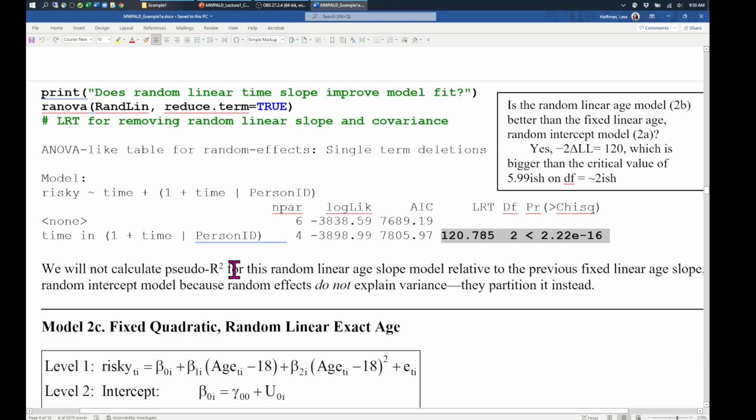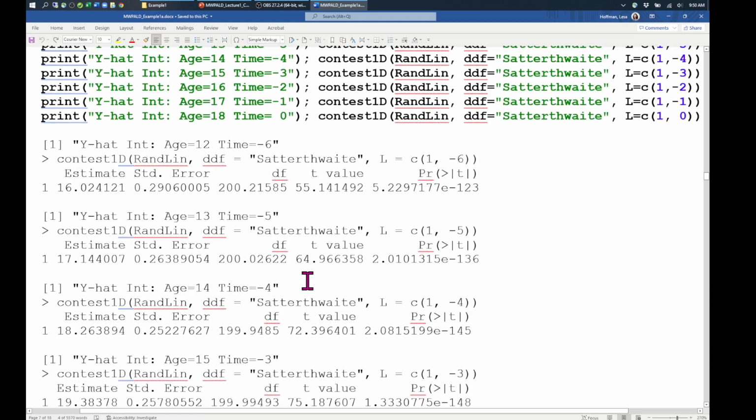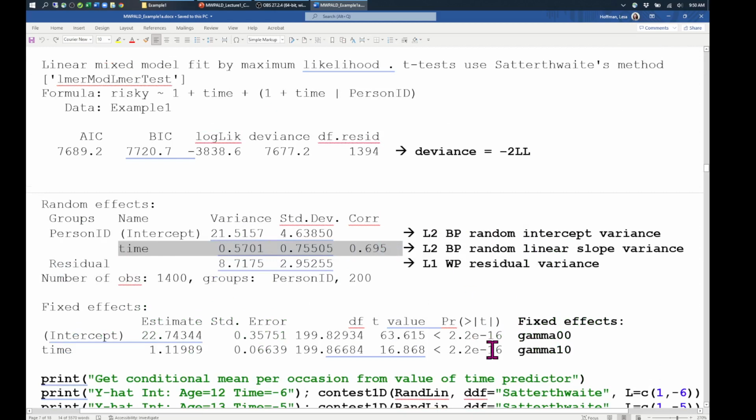Now at this point, I would not do any pseudo R-squares for the addition of the random slope because it doesn't explain variance. This is a point where my opinion differs from other people, but I'll give you my opinion. What we have done is partition variance. We have taken what used to be residual and split out how much of it is because people change differently. But to me, I would never say that we have explained it, because we don't know why people change differently. We know that they change differently. So it's still error, it's just a more specific kind of error.